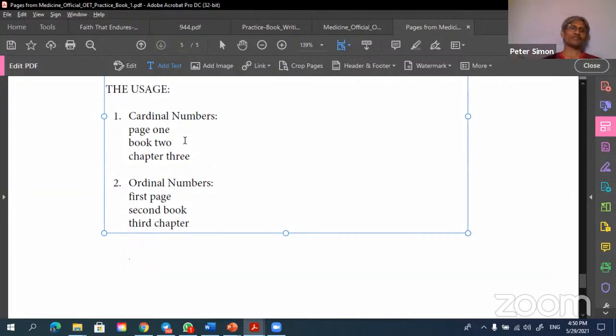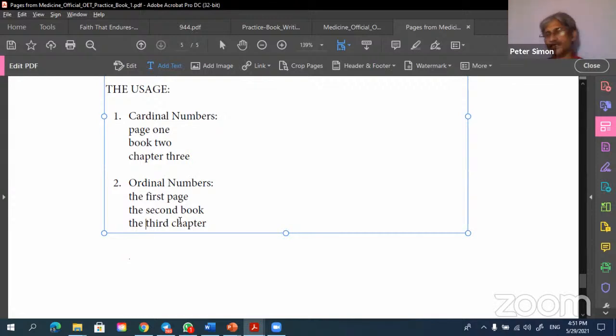Ordinal numbers, you say first page, second book, third chapter. But in this order, only one will be there. So you must say the first page, the second book, the third chapter. Try to understand what I have shown you now. Cardinal numbers come after the noun. Ordinal numbers come before the noun.